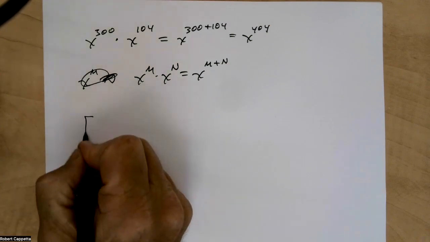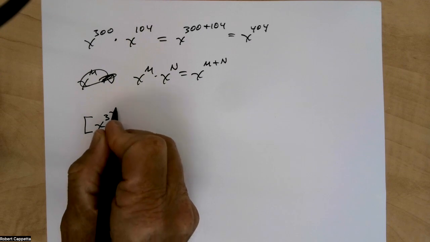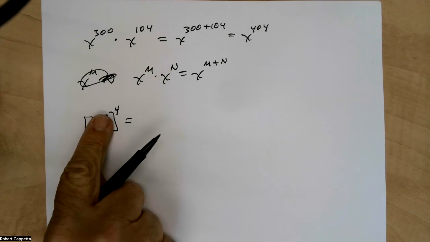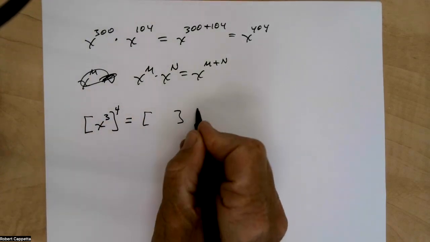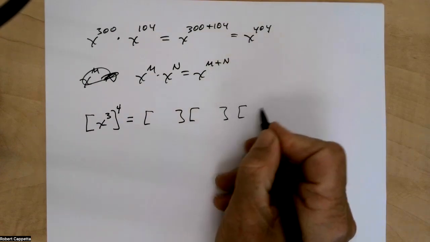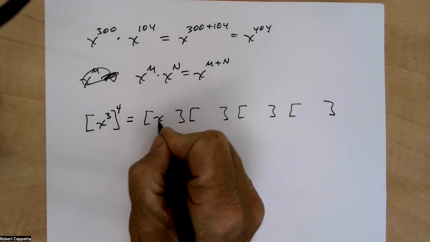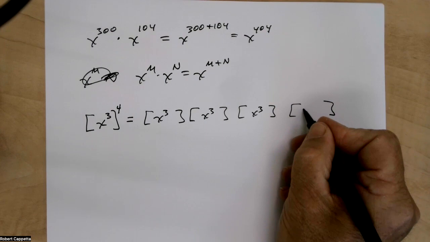But now what if I do this? What if I do x to the third to the 4th power? What does that mean? Anything to the 4th power. Brackets to the 4th power means multiply the brackets 4 times together. 1, 2, 3, 4. But what's in the brackets? X to the third. So the brackets are written 4 times.